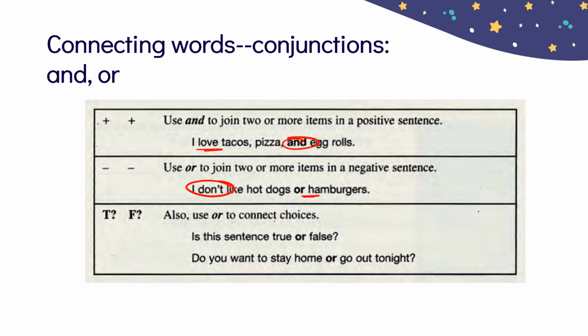Also use or to connect choices. Is this sentence true or false? Do you want to stay home or go out tonight? So because there are choices, we can connect choices by using or. So for positive, and; for negative or choices, or.